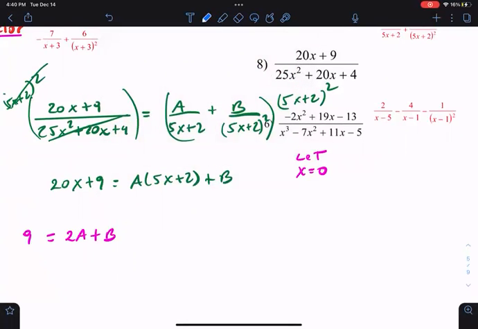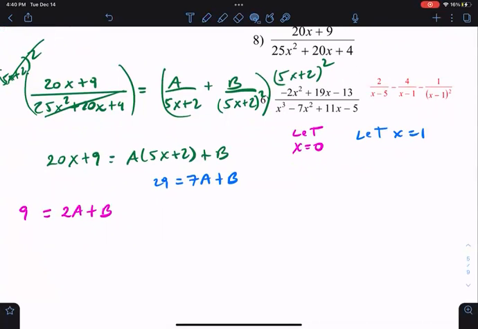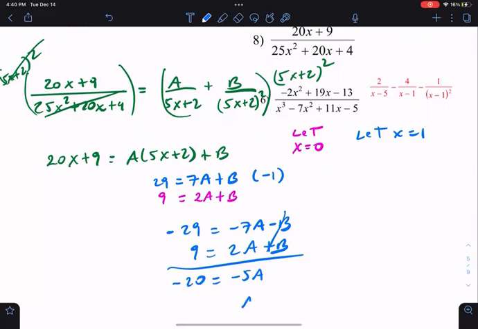Let's see, I use 1. Now let x equal 1. So if I let x equal 1, that's going to be 7a plus b equals 29, okay? So I have this system of equations. So I'm going to bring these together right here. I'm going to multiply the first equation by negative 1, so I get negative 7a minus b equals negative 29, and 2a plus b equals 9. The b disappears, so that's going to be negative 5a equals negative 20. Divide by negative 5, you get 4, right?